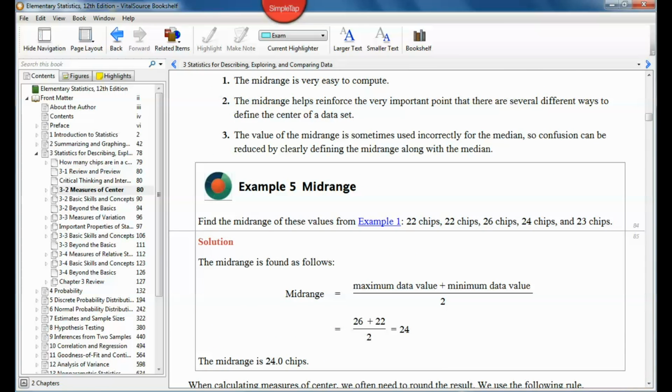Here's an example here. You take the smallest number, 22, the largest number, 26, add those two together, and divide by 2. So the mid-range for this set of data is 24, or 24.0.